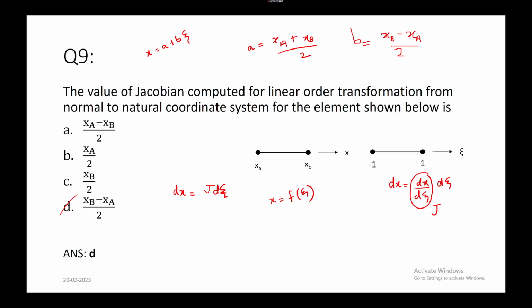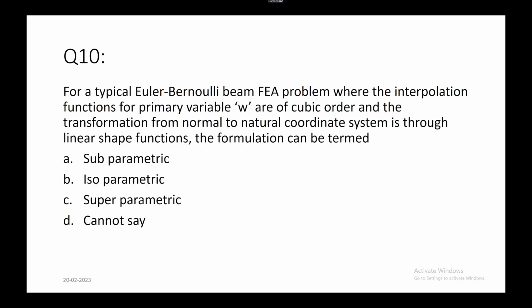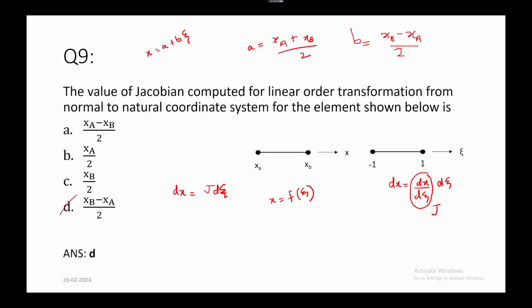Okay, so we'll go to the next question. Sorry, any doubt in the previous question? Jacobian is always defined as dx by d eta. This is how we define it, which means the dx to d eta transformation is through the Jacobian. For the x to eta transformation, we have a function, and the differentiation of that function, dx by d eta, gives us the Jacobian.